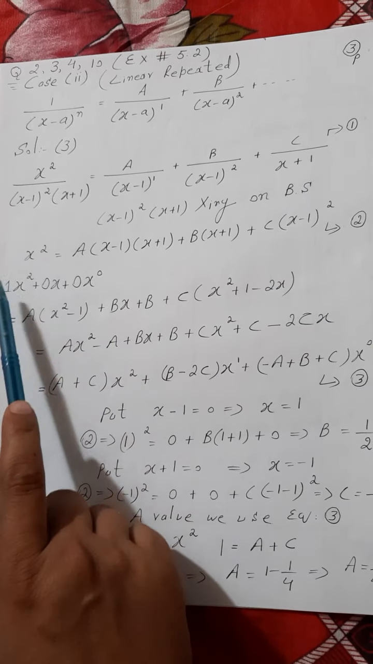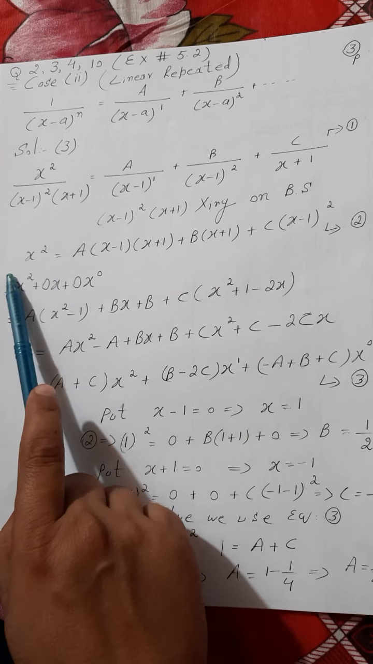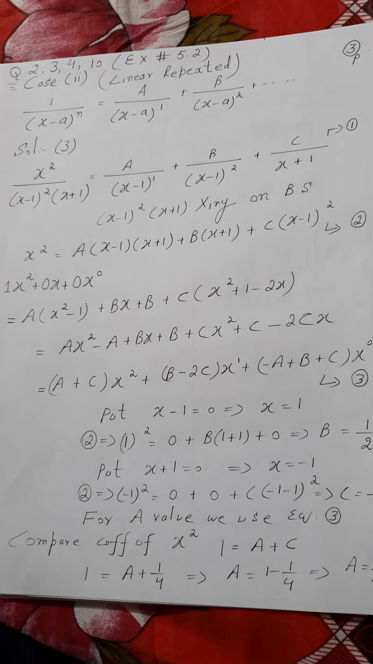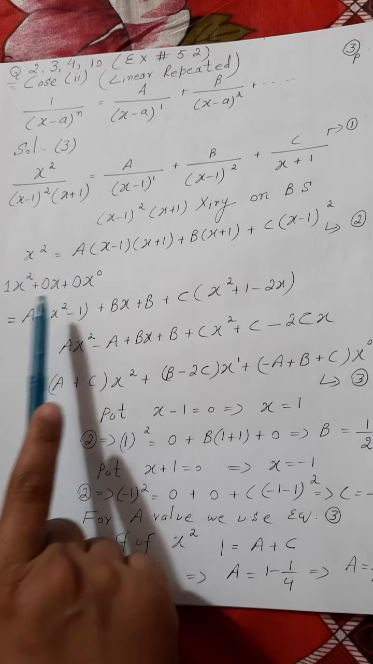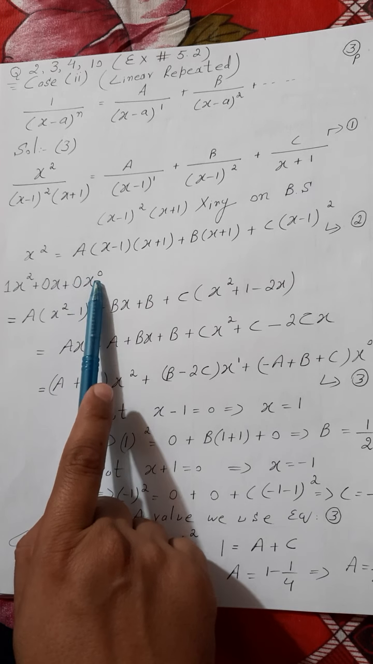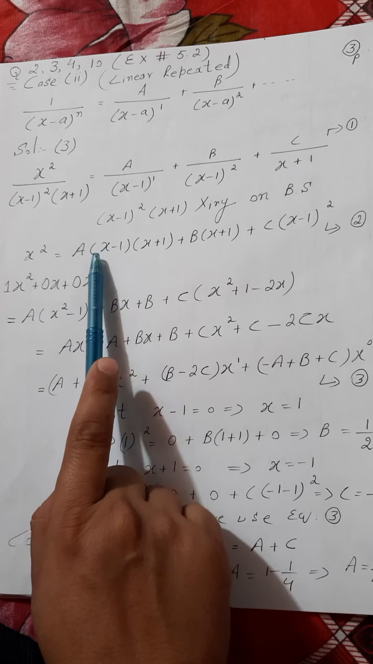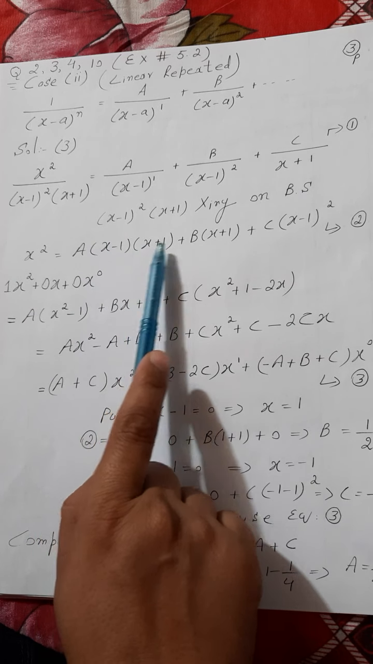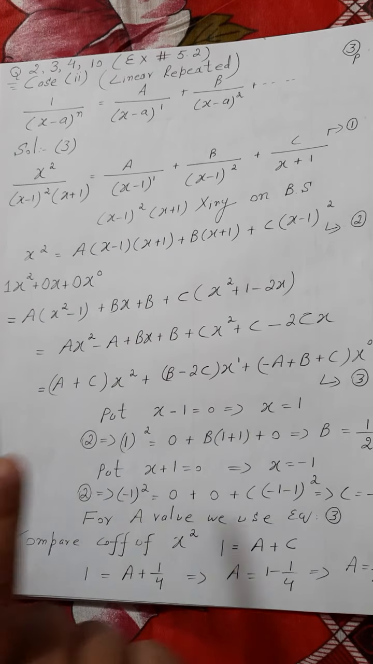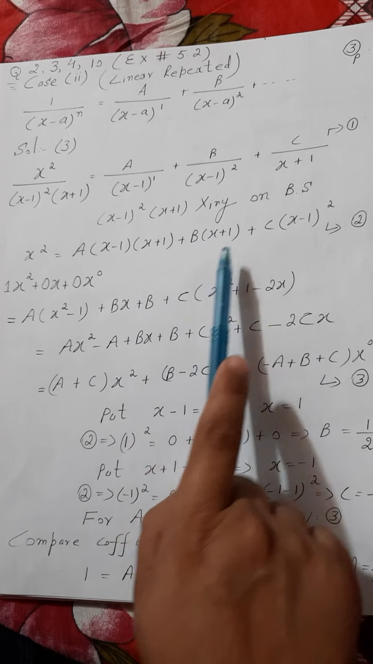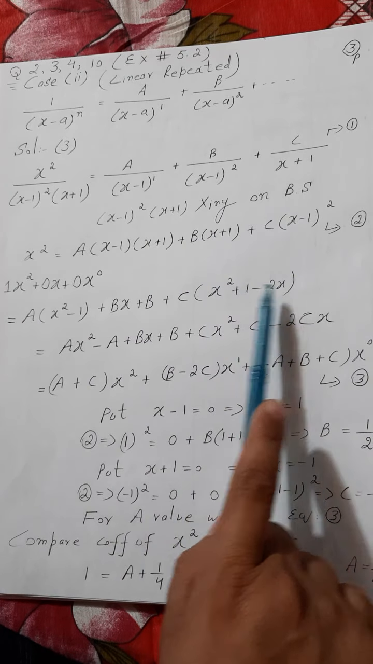So there is 1x square, it means that the coefficient of x square is 1, and there is no x, so there is 0x, there is no constant, so 0 times x power 0. A into x minus 1, x plus 1, this is the x square minus 1 formula, and this is bx plus b, and this is the a minus b whole square formula.